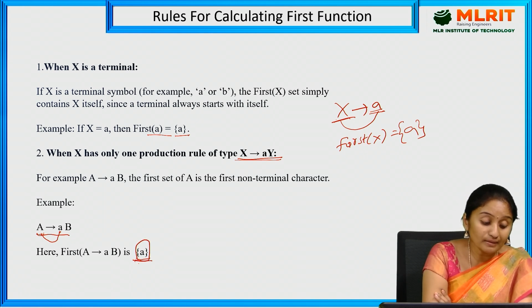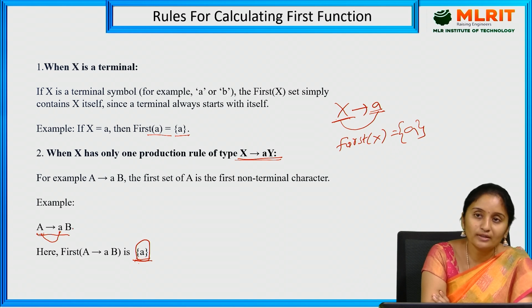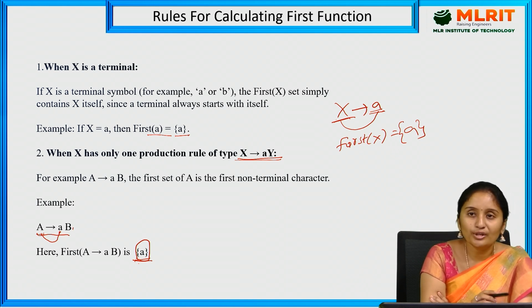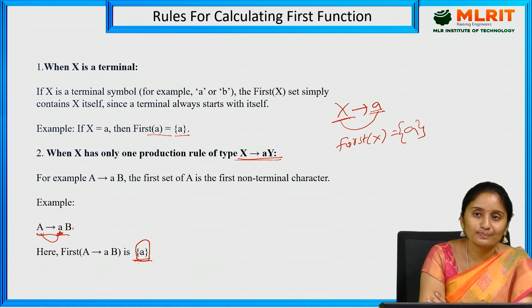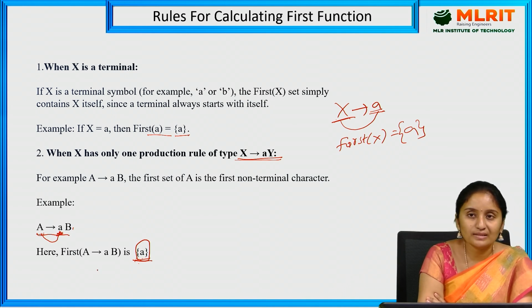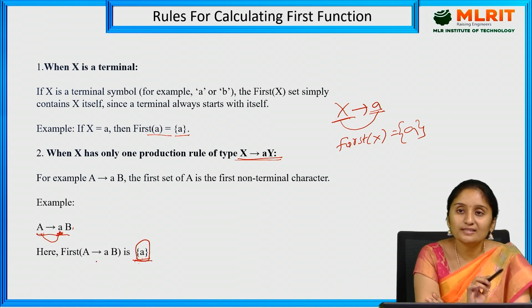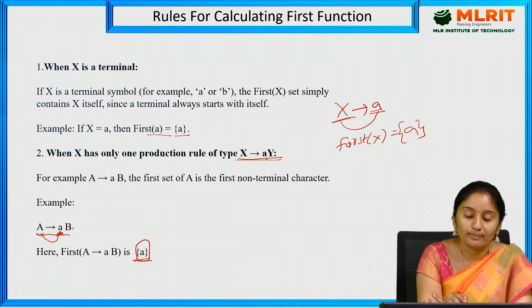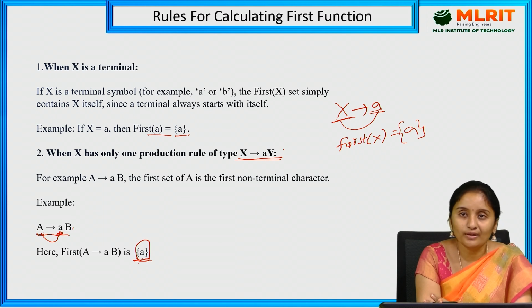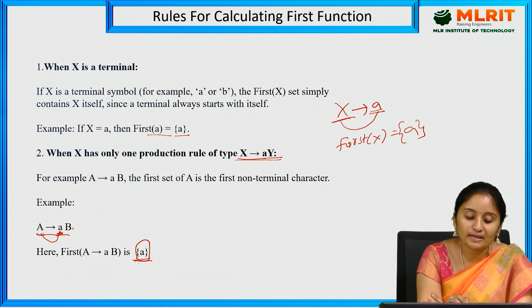After the terminal, if I find non-terminals also, we are not going to disturb those. In the string, if the first letter is a terminal, then we write that as the function. So first of A is nothing but small a. When X has a single production that is a terminal, we write it directly. When X has one production that is a combination of terminals and non-terminals, if the first letter is a terminal, then that terminal will be the first function.